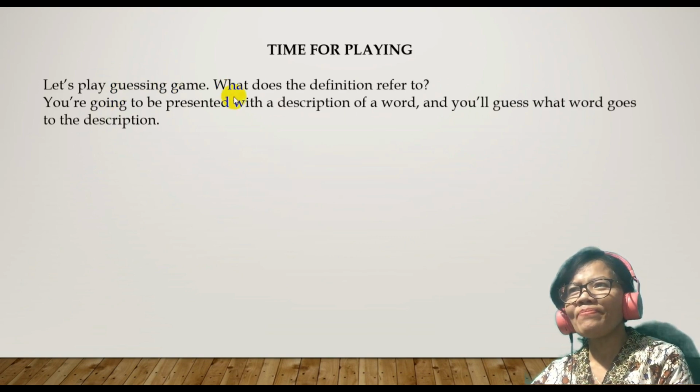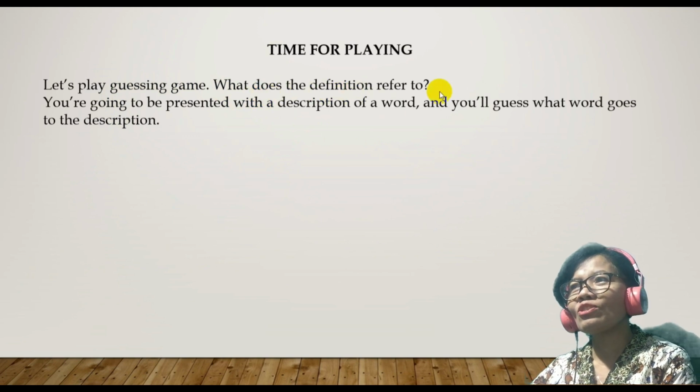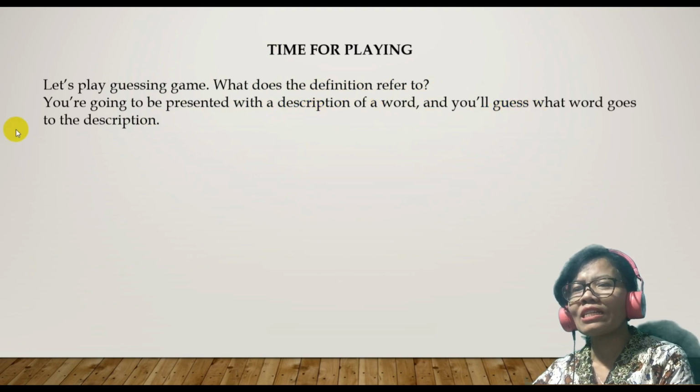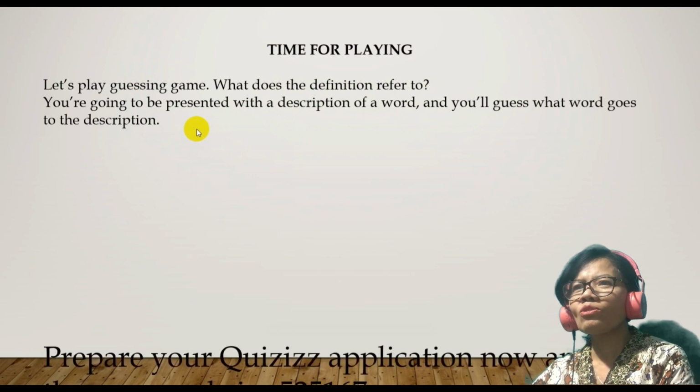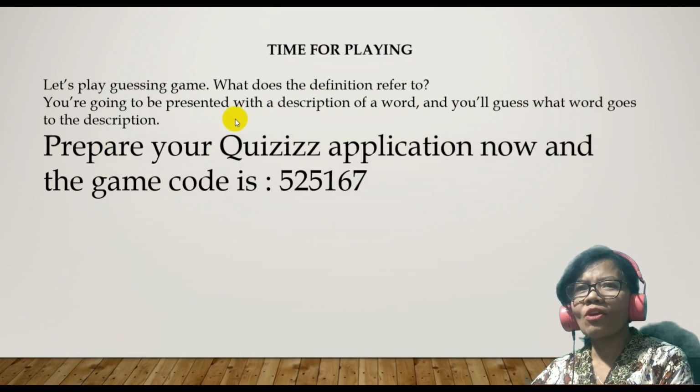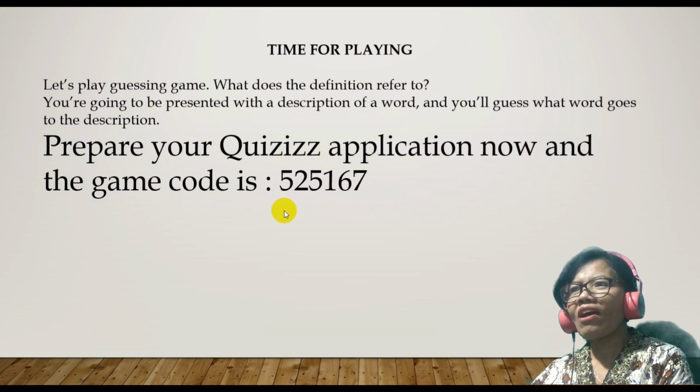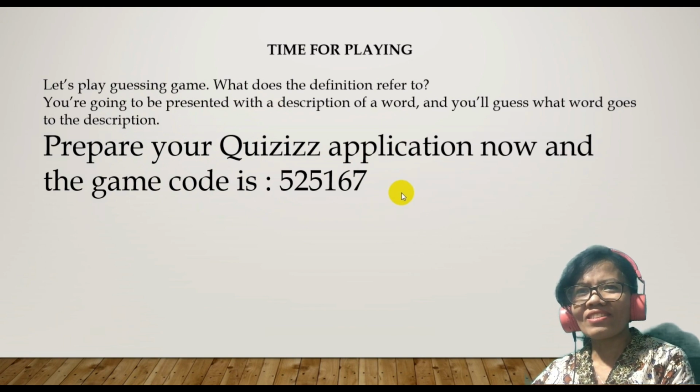Let's play a guessing game. What does the definition refer to? So you are going to be presented with a description of a word and you will guess what word goes to the description. You're going to choose the answer from 3 alternatives. So now prepare your quiz application and the game code is 525167. Let's start. And we are going to see the score after the lesson.